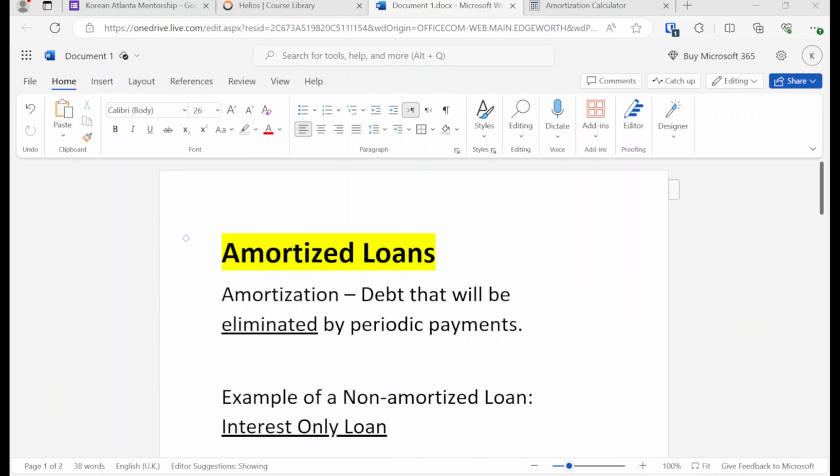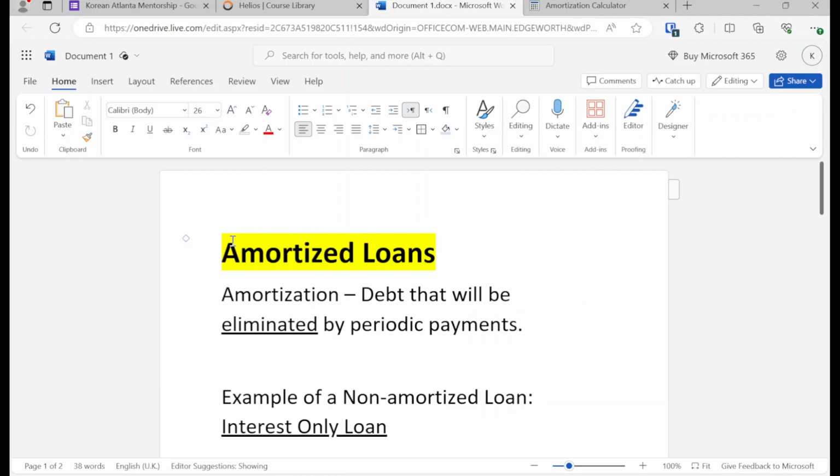So first things first, let's review the word amortization. A lot of people sometimes say, "Oh, amortized loan, that's scary," when all an amortized loan is, is just another tool in the toolbox that the bank provides, right? So what does amortization mean? All it means is debt that's going to be eliminated by periodic payments. If you say, "Oh, the loan is amortized in 5 years," that means you're going to have debt that's going to be paid off in 5 years, right? A 30-year amortization just means the debt is going to be eliminated after 30 years. That's all amortization means, right?